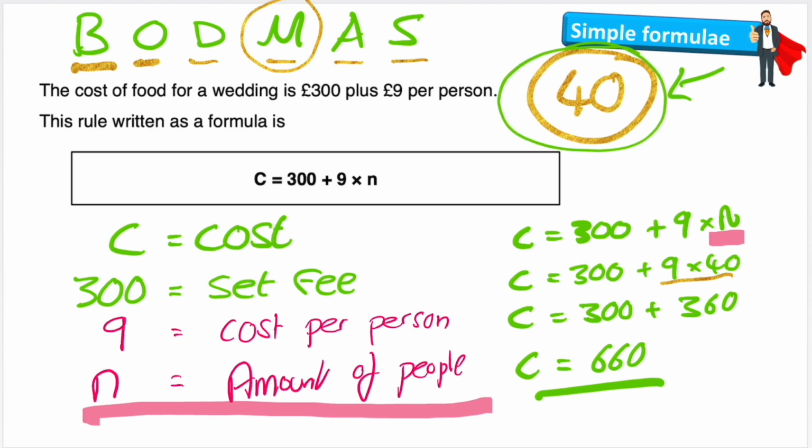But the important thing to understand for this lesson is this formula and the fact that it would work with every amount of people that could come to my wedding. Whether I invite just one person or 40 or 5 billion, I can still use this formula to find the total cost. Now we're starting to see how useful formulas can be. Let's have a look at another one.